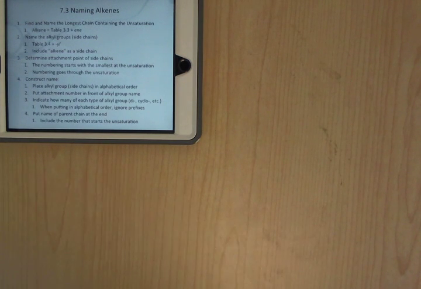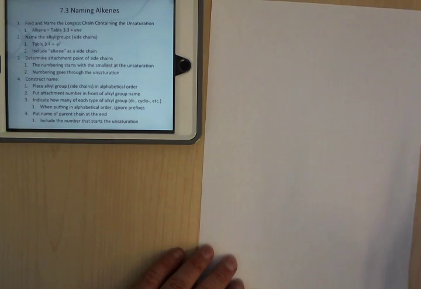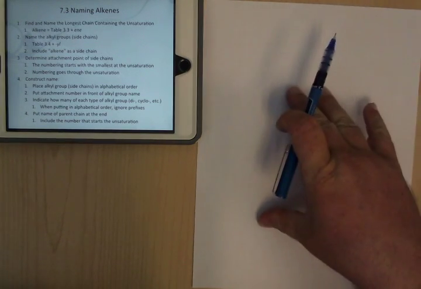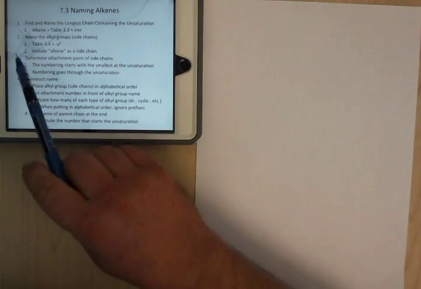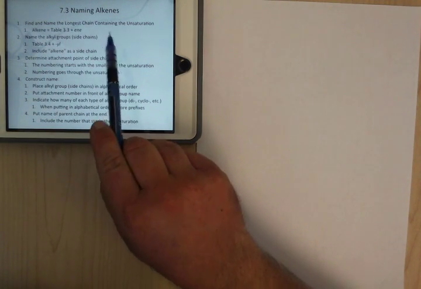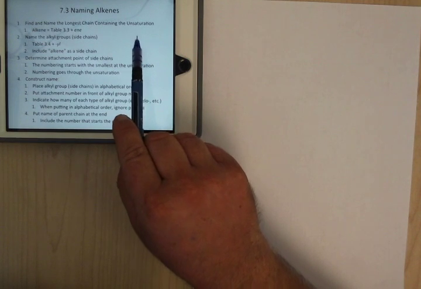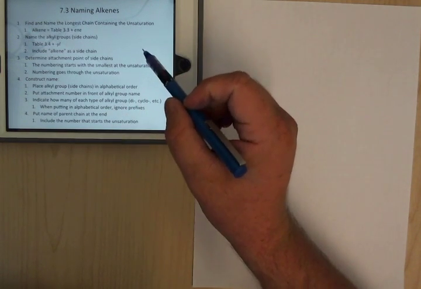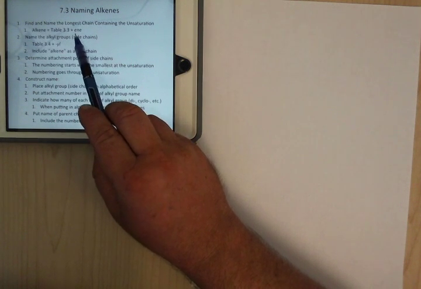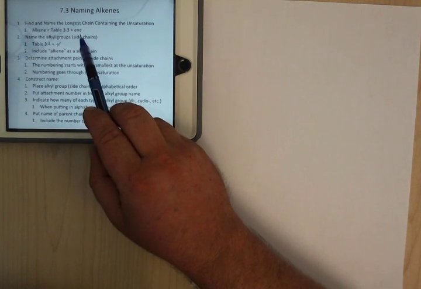Okay, so naming. So we always talk about naming. This can actually be a little bit simpler than what we've been doing before. It's still going to be the exact same 4 steps that we've been dealing with for the alkanes. But instead, you find the longest chain, but that longest chain has to contain that unsaturation point, so it has to contain the double bond. And to indicate that it's an alkene, instead of the -ane ending, we have the -ene naming scheme.